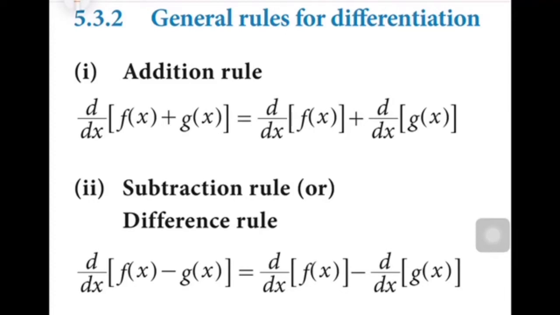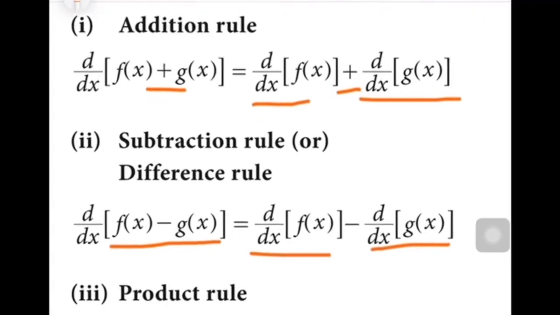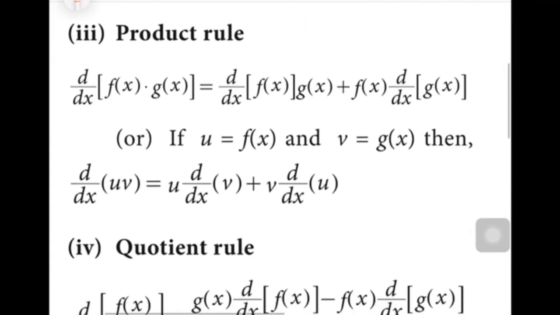General rules for differentiation. Addition rule: if there is a sum of two functions, then we can differentiate the functions separately and then add. Similarly, if there is a subtraction of functions, or difference, then we can differentiate the functions separately and then subtract. Similarly, the product rule.